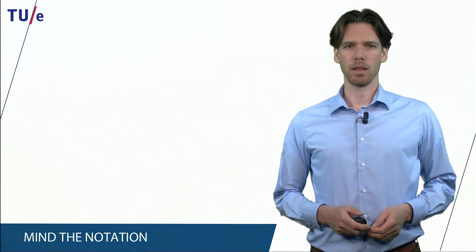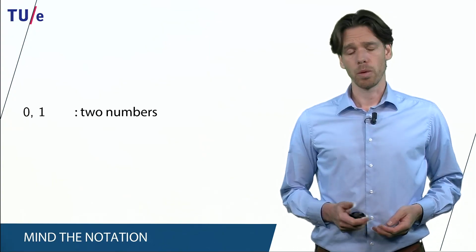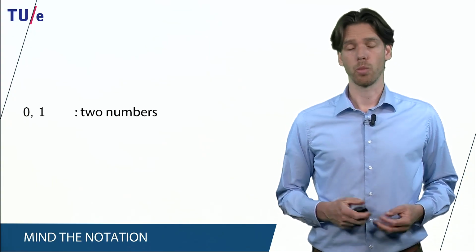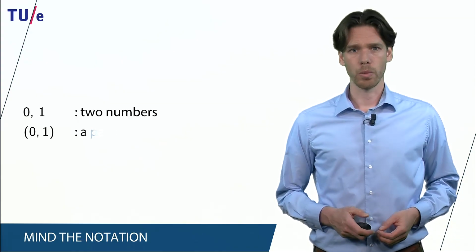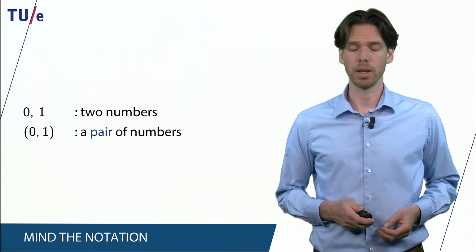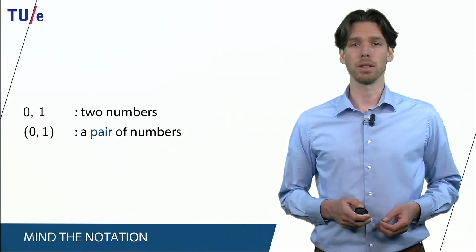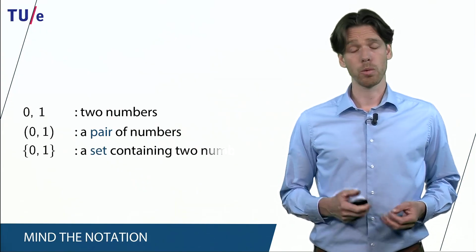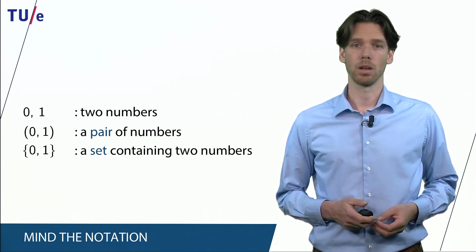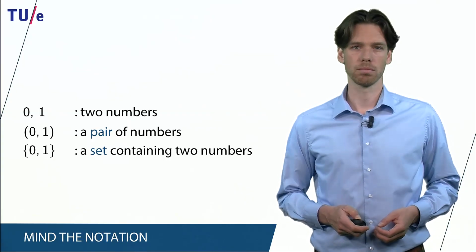Let us emphasize again the importance of notation in the context of set theory. When we write the numbers 0 and 1 separated by a comma, then we are just listing two numbers. If we want to form a pair of these numbers and find the order in which we list the numbers important, then we enclose the list in parentheses. If we want to group them together but do not care about the order in which they are listed, we put curly brackets, and then we form a set containing these two numbers.